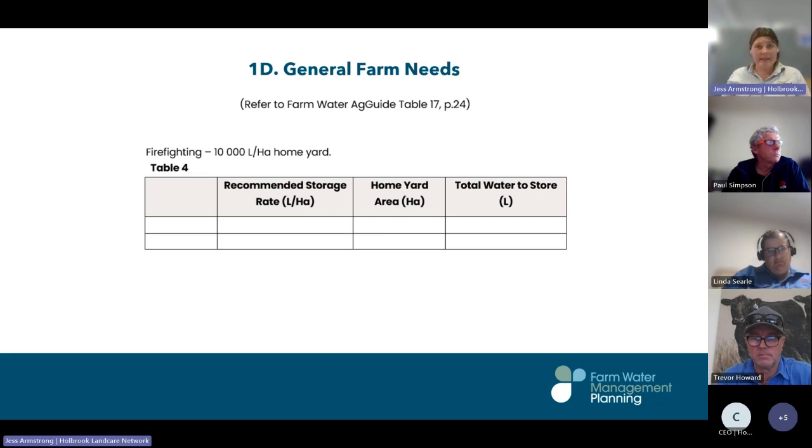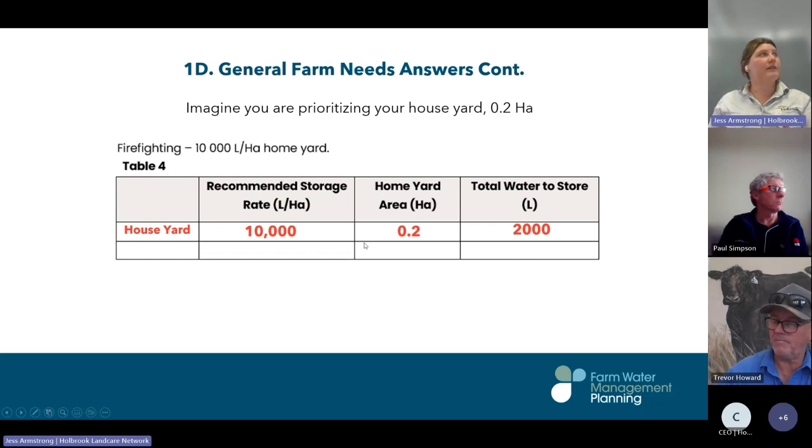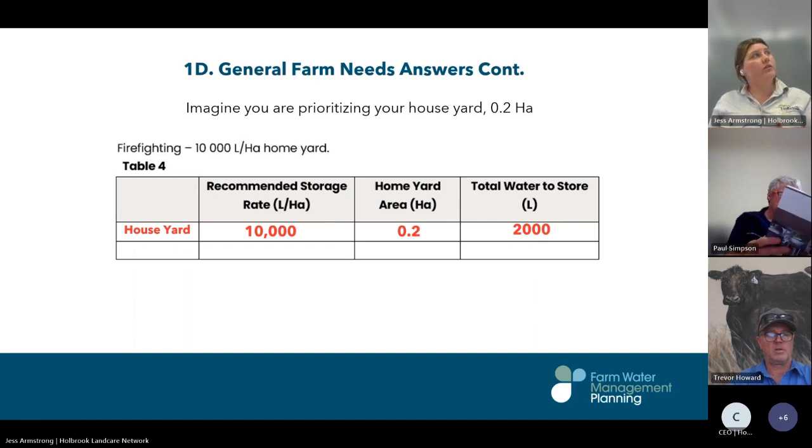So for this example, we're just going to work off the assumption that we just want to protect our house yard or our lawn area and garden, which is 0.2 hectares. So we're going to substitute our 10,000 litres as the bare minimum that we need to have on hand. We're going to times that by the home yard area, which is 0.2 hectares. So we know at least we need to have 2,000 litres of water stored during that period.